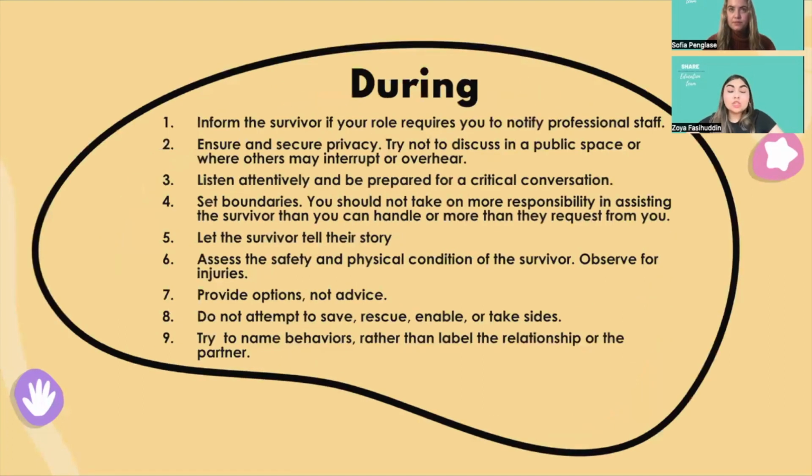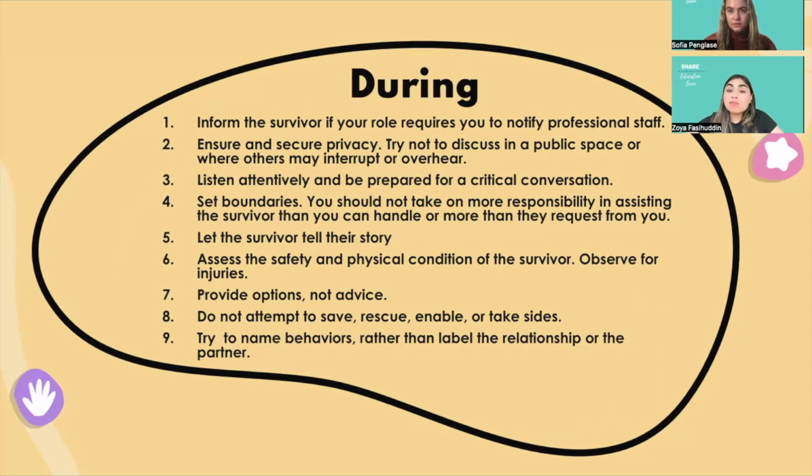Important steps to take during this conversation include: inform the survivor if your role requires you to notify professional staff. Ensure and secure privacy. Try not to discuss in a public space or where others may interrupt or overhear. Listen attentively and be prepared for a critical conversation. Set boundaries. You shouldn't take on more responsibility in assisting the survivor than you can handle or more than they request from you. Let the survivor tell their story.